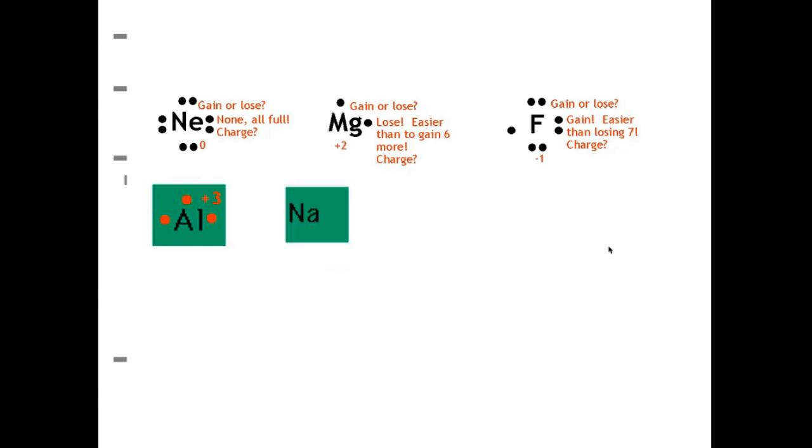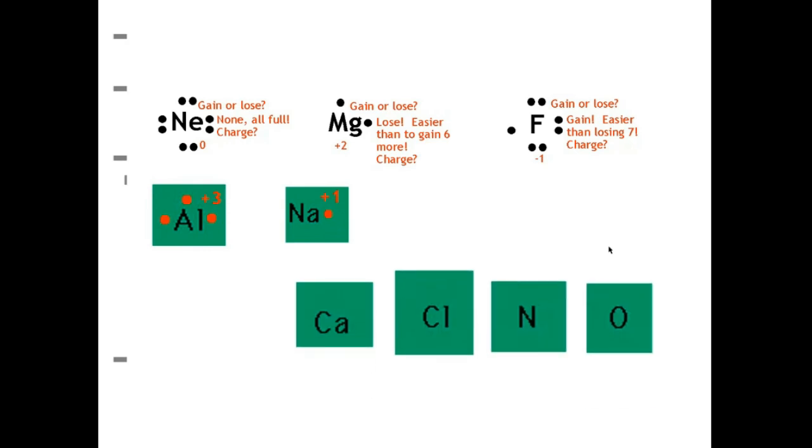Okay, what about sodium? We already had this one. It has only 1, much easier to lose. So I'm getting a +1 charge if it lost that 1 electron. I'll try 4 more. I have calcium, chlorine, nitrogen, and oxygen.